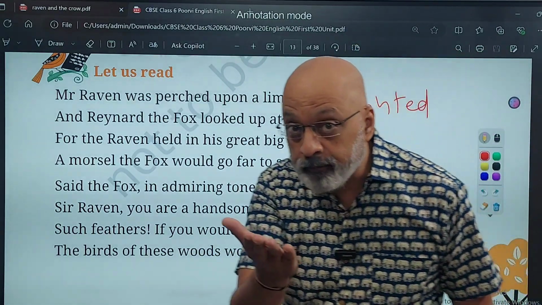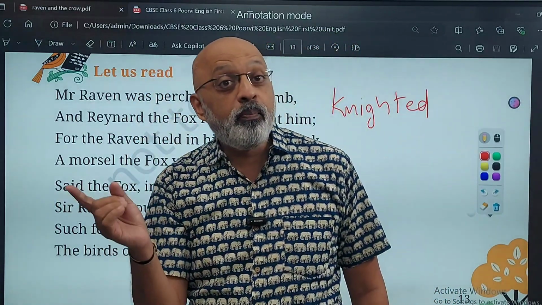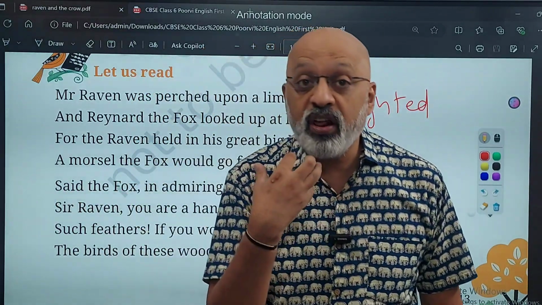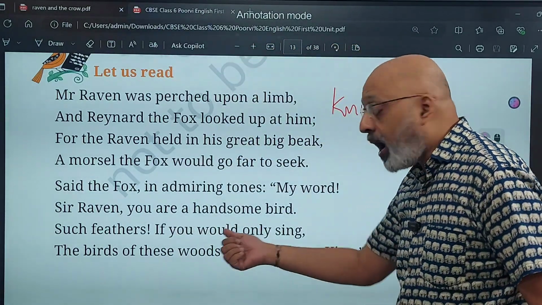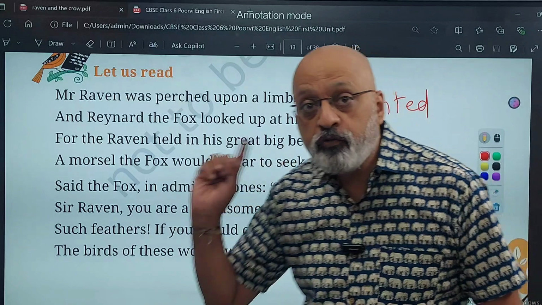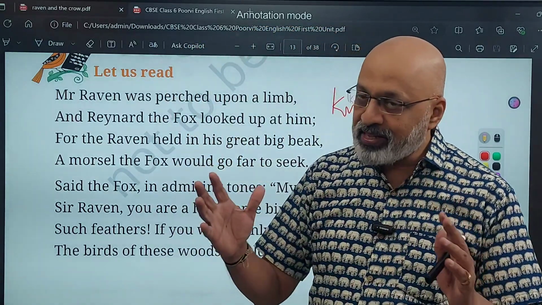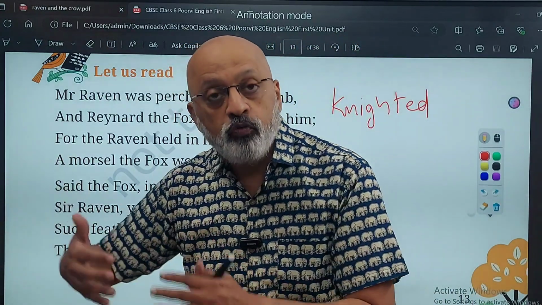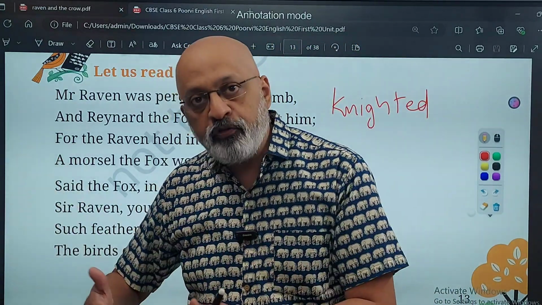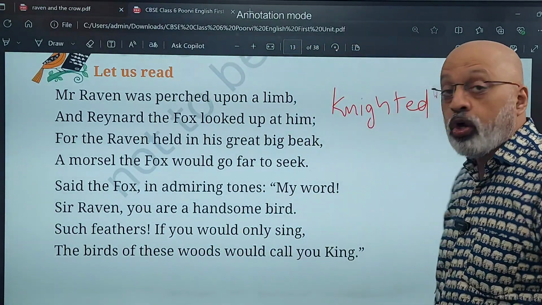And if you sing, you know, you sing so well, whereas the raven actually croaks, which is a very rough and very ugly sounding voice. If you sing, this whole woods, woods is like a mini forest, not as big as a forest, but woods have similar looking trees. So woods is a mini forest with similar looking trees. So the birds of these woods would call you king.